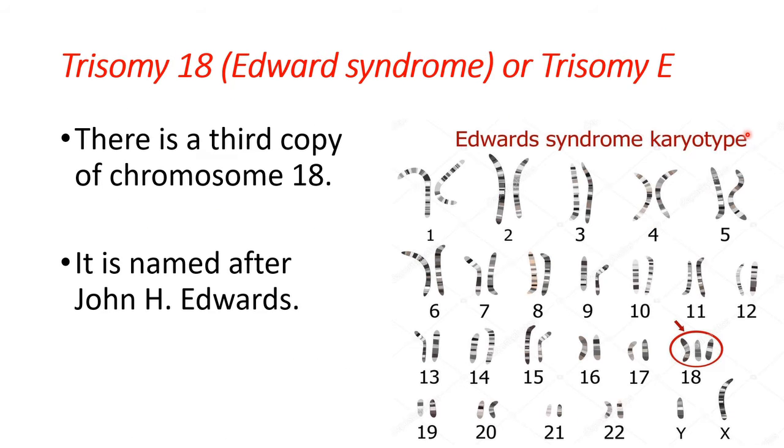Next we have trisomy 18 or Edwards syndrome or trisomy E, wherein the problem is that there's a third copy of chromosome number 18. The other chromosome counts are still normal, with each pair having two chromosomes, but in trisomy 18 there's an extra copy. Okay, so please take note, there's an extra copy in chromosome number 18. And the one who discovered this is John H. Edwards.